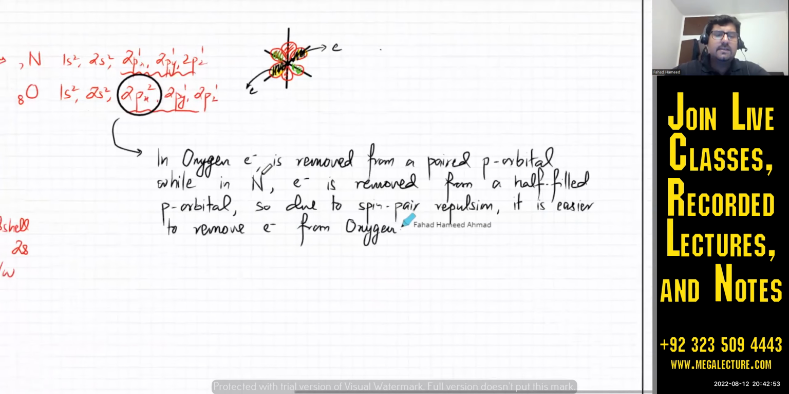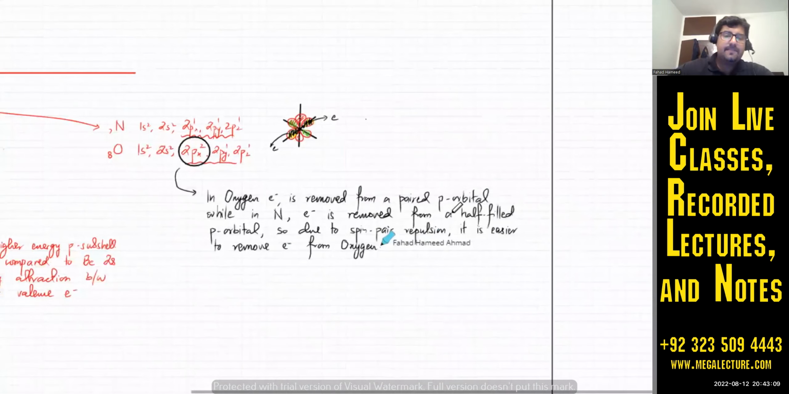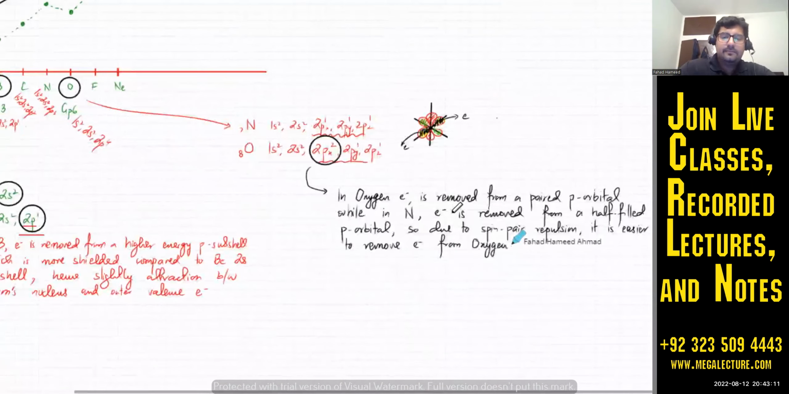Okay, so the simple answer is that there, every orbital had one electron. Over here the p orbital had 2 electrons, so it's easier to remove an electron from this one because you've got spin pair repulsion, or you can write electron repulsion. Okay, is this clear? Yes sir.